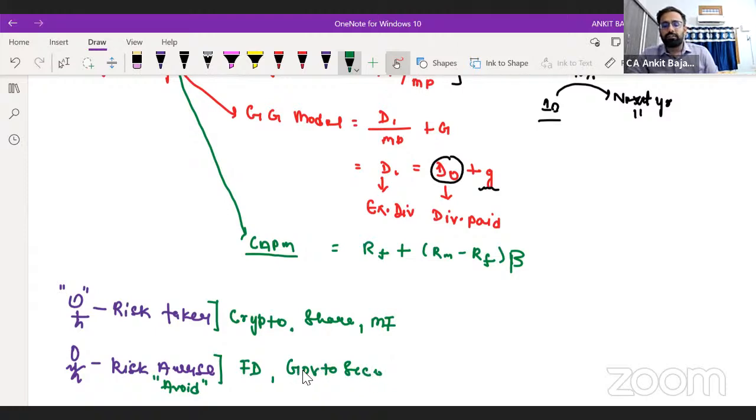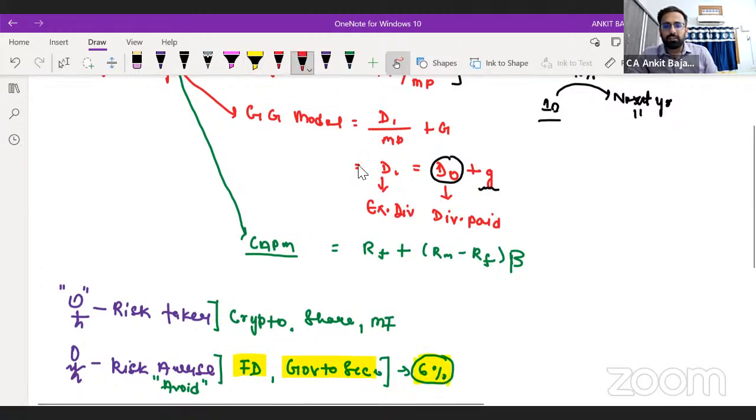Now, if you're investing into FD or government securities or government bonds, you know how much return you will be getting. Usually, you will be getting 5 to 6% return, so I will be taking a 6% return. You will be getting 6% return if you're depositing your money into FD, or if you are investing into government securities. This is the return you will be getting.